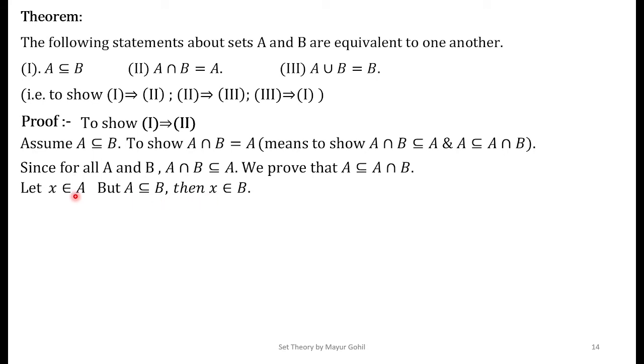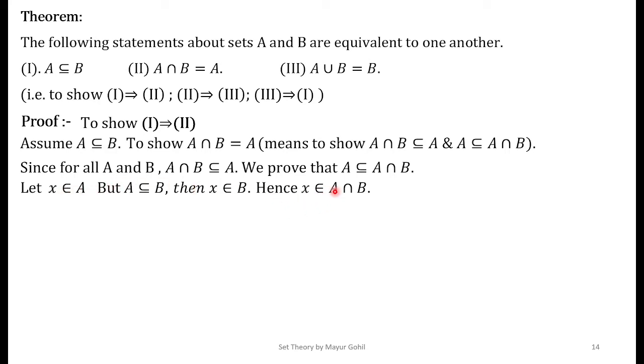Now we showed that X belongs to B, but X was already in the set A. Because of this logic, X is in the intersection of sets A and B, right? What did we start with? We started with X is an element in A. We then proved that X is an element in B. That means that X is an element of A intersection B. It is in A as well as in B, right?